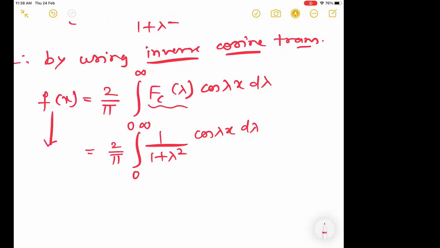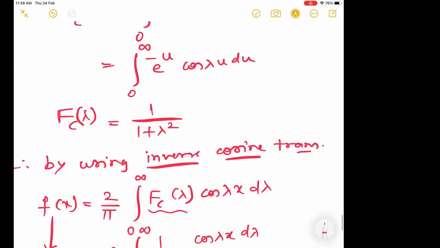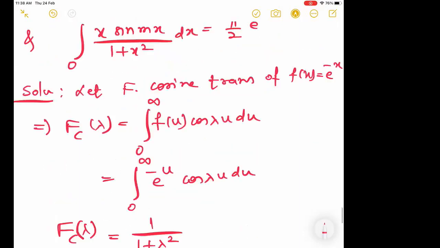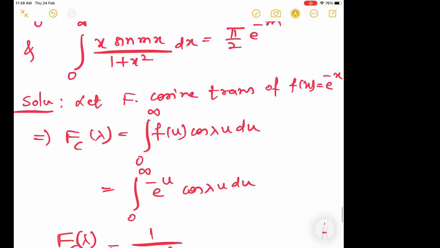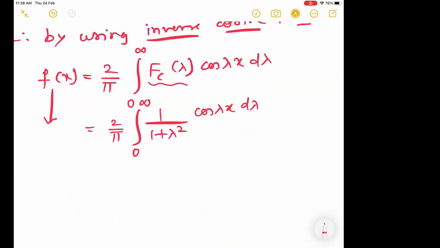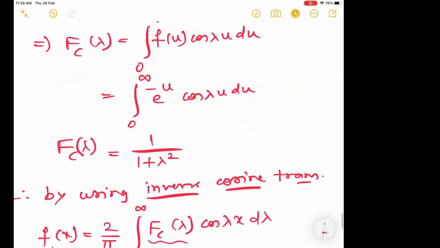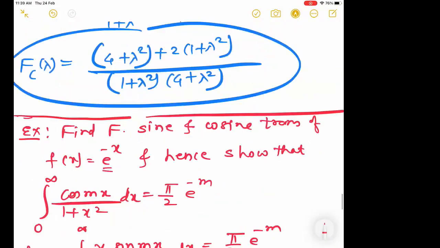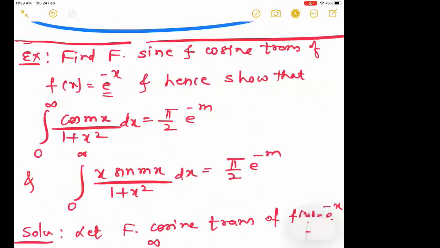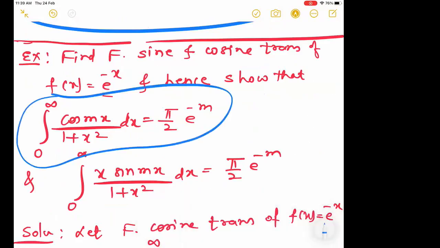What should I write on the left-hand side? What is our f(x)? e raised to minus x. That's the only thing you can put here. e raised to minus x is equal to this thing. Correct? Now see, the question is: show that the integral of cos of mx upon 1 plus x square is equal to pi by 2 into e raised to minus m.